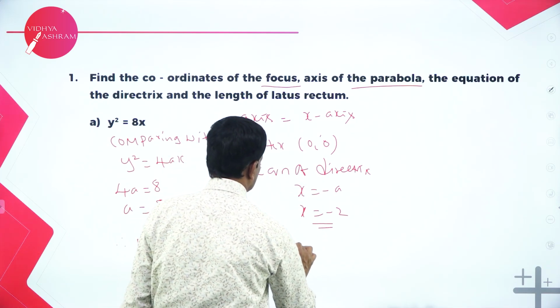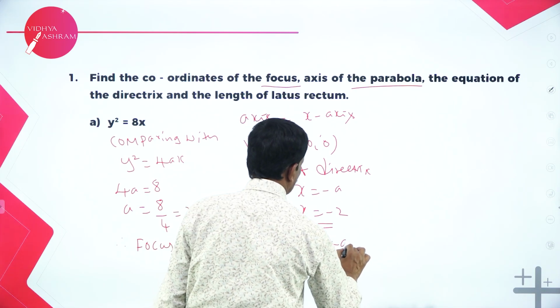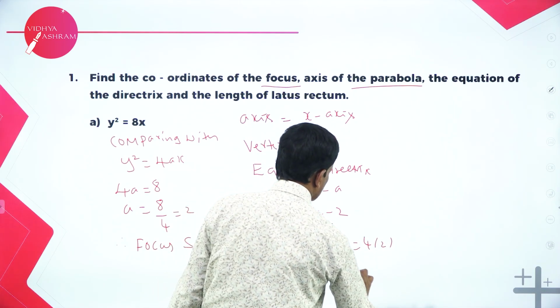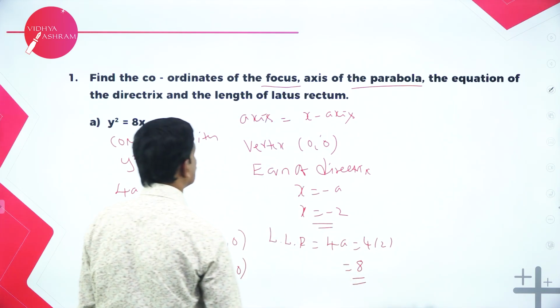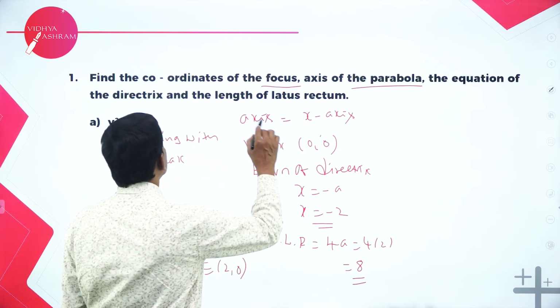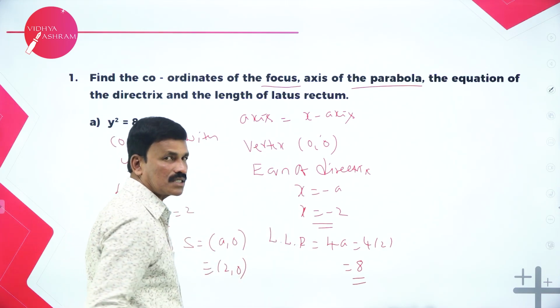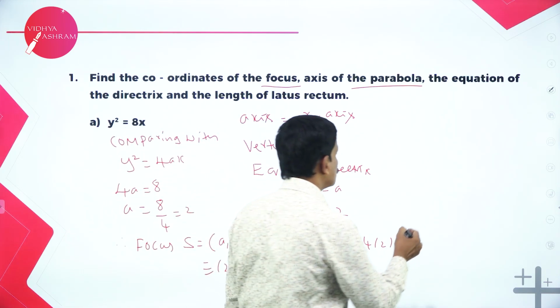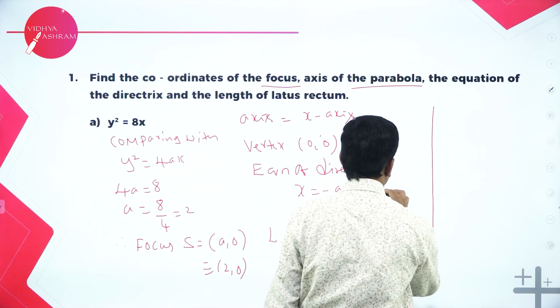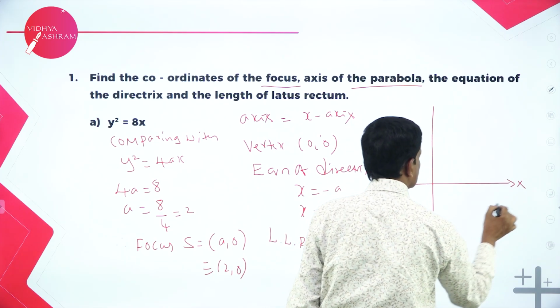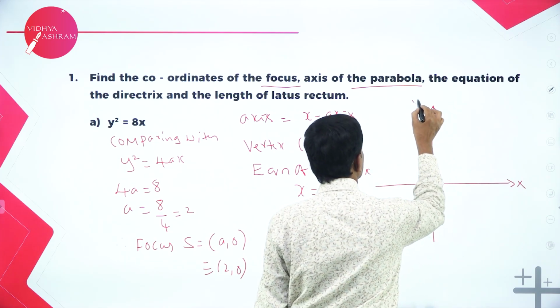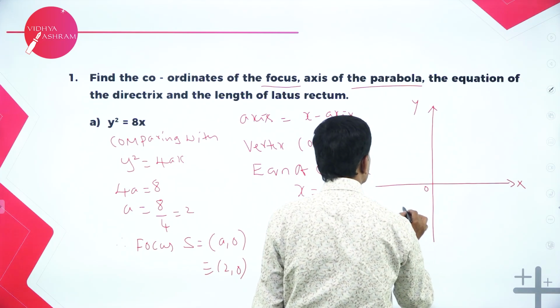So the length of latus rectum LL' is equal to 4a, that is 4 into 2, which is equal to 8. That is the length of latus rectum. So we have the focus, axis, the equation of directrix and length of latus rectum. Suppose you want to draw the diagram for this: this is a parabola which is opening right side, this is the x-axis and y-axis, and the vertex is 0 comma 0.